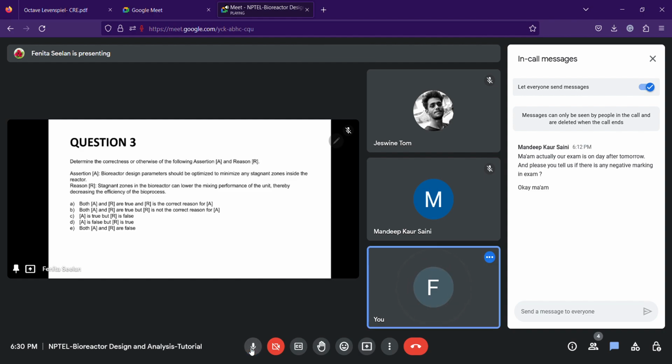Please take 2 minutes in reading the question and give me the answer. Determine the correctness or otherwise of the following assertion and reason. The assertion A is: the bioreactor design parameters should be optimized to minimize any stagnant zones inside the reactor, or dead zones you can call them. The reason R is: the stagnant zones in the bioreactor can lower the mixing performance of the unit, thereby decreasing the efficiency of the bioprocess. There are options given below. Take 2 minutes and then give me the answer.